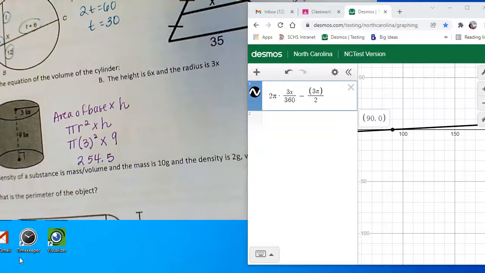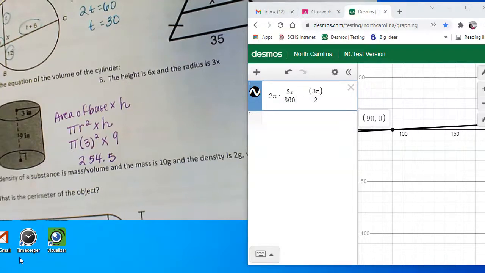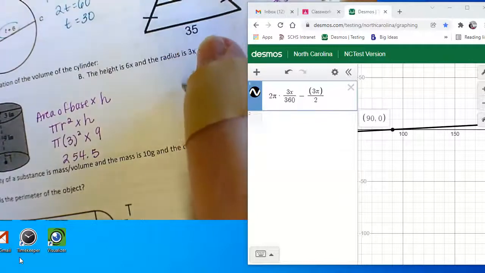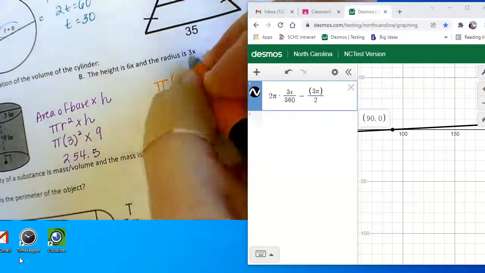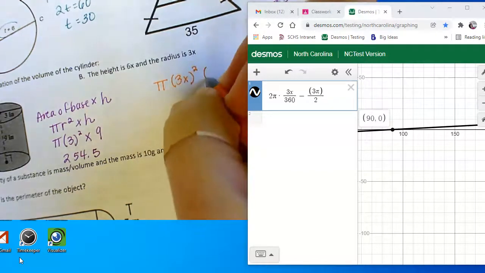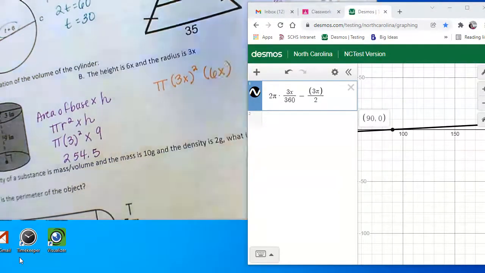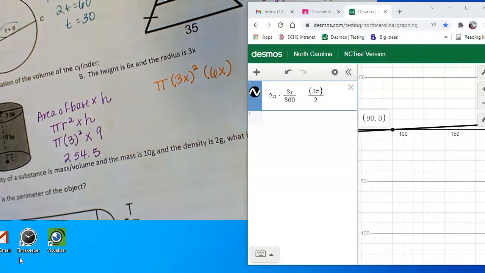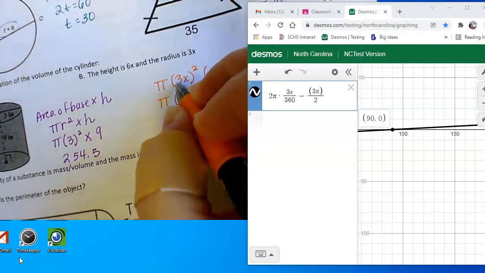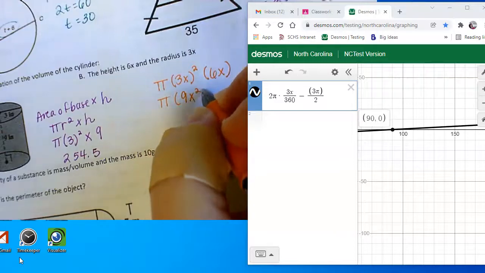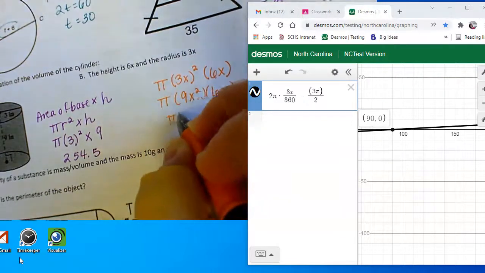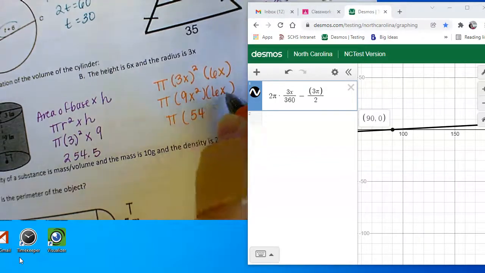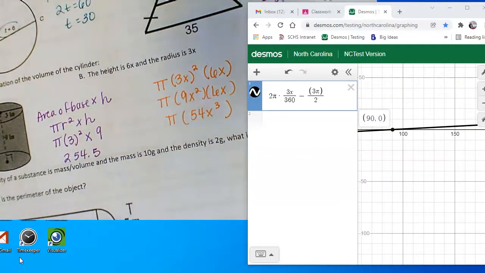B is a similar question. The difference is that they have x's in there, so it makes it look kind of weird. We still want to do area of the base times the height, so we still want to do pi times r squared, 3x squared, times the height, which is 6x. And that looks really weird because it has all these x's in it, but that just means our answer is going to also have x's in it. So what we do here is we square the 3 and the x, and then we multiply it all together. 9 times 6 is 54, and then our x's make x to the third. And we would leave our answer like that because there's x's and you can't really do anything with those.